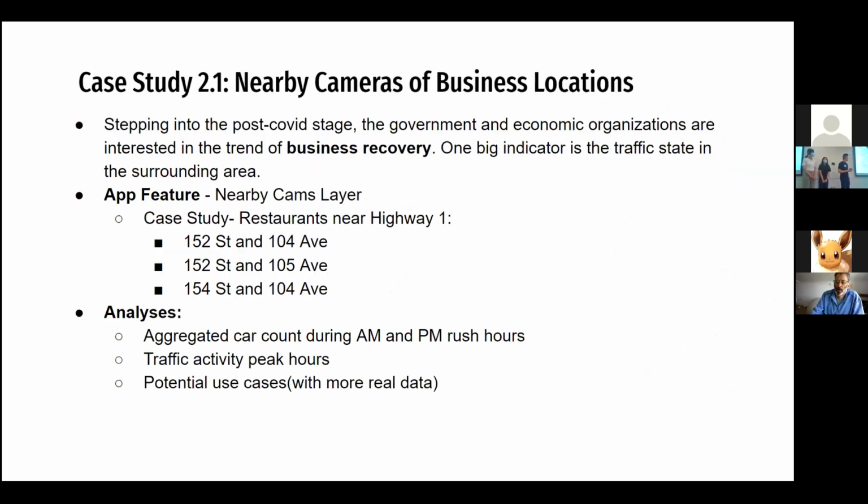Okay, so I'll walk you through it in a miniature case study. First, we're going to emphasize the restaurants near Highway 1 with these cameras selected. The analysis that we're going to do is an aggregation of car counts during AM and PM hours. We're also going to walk through traffic activity for peak hours, and discuss potential uses in cases where we have more data.